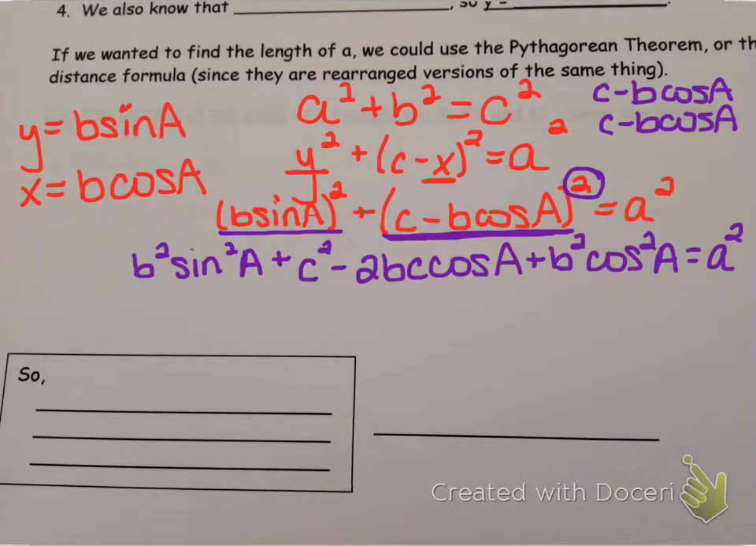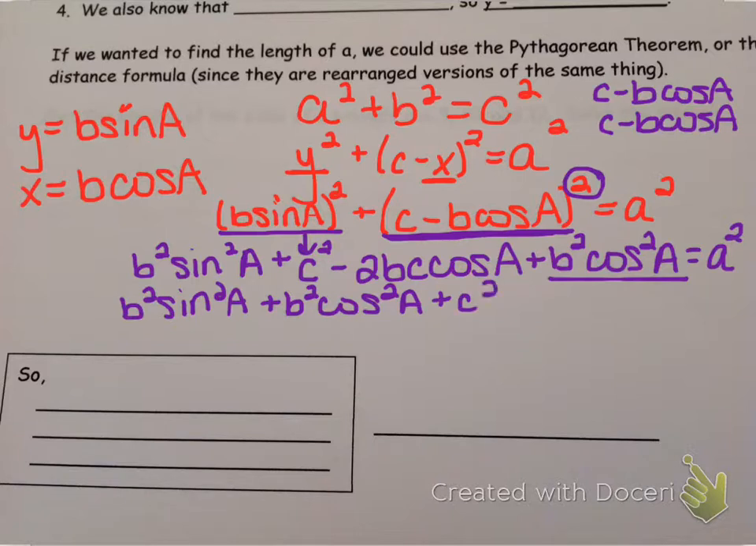Okay, so I'm just going to do a little bit of rearranging. I've got my b squared sine squared of a, and I'm going to take this part right here and move it up with it, because I can add in any order. Okay, and then I have this part right here, the plus c squared, and then I have this part right here, the minus 2bc cosine of a.